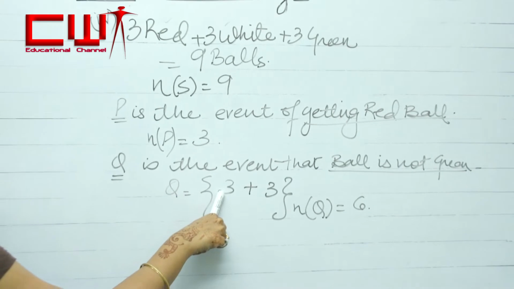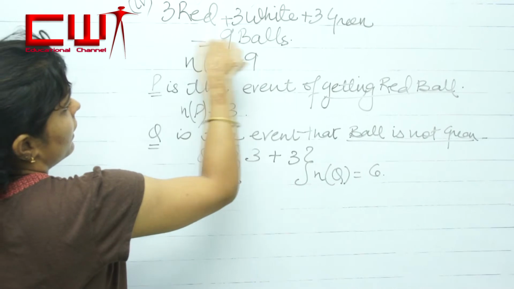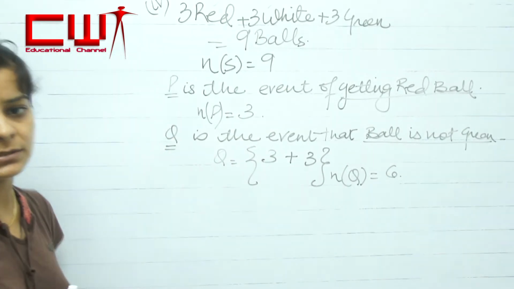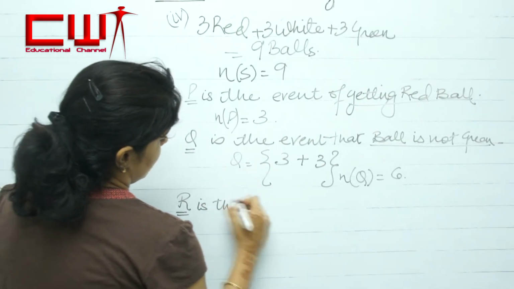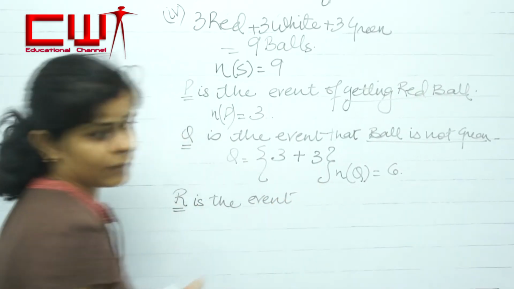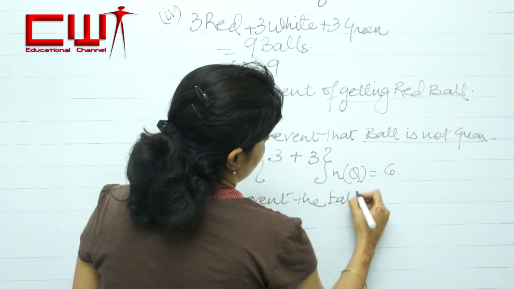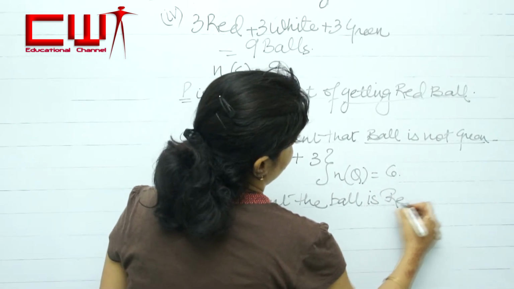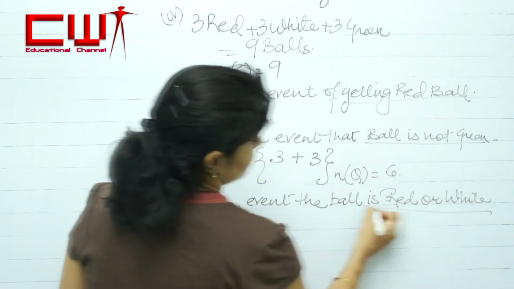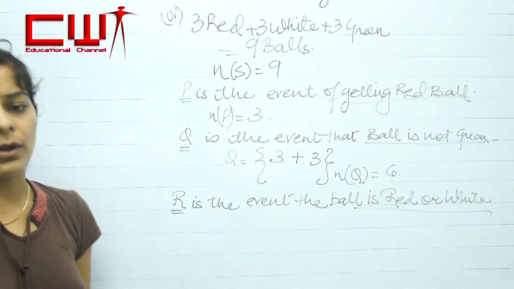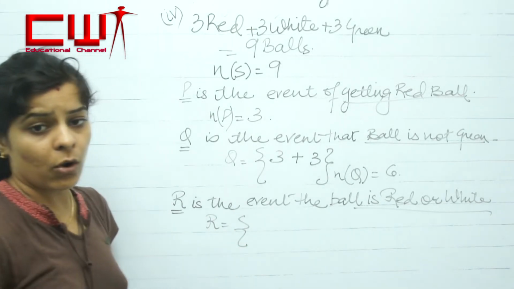It could be any of the red balls or white balls, because they say no green. No green means red or white. 3 and 3. 3 and 3 will be 6, right? R. R is the event. Now what situation they have given in R? R, that is the event that ball is red or white. That the ball is red or white, right? So you have R, red or white.